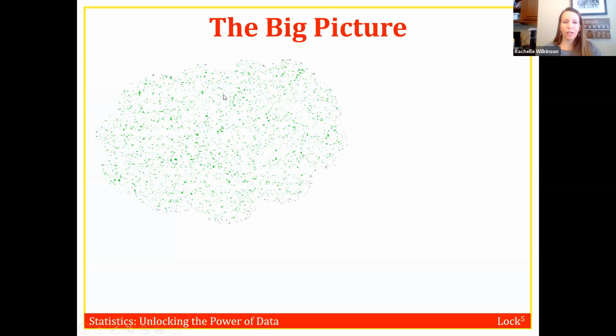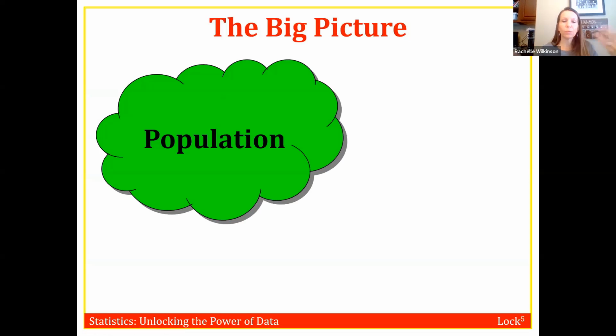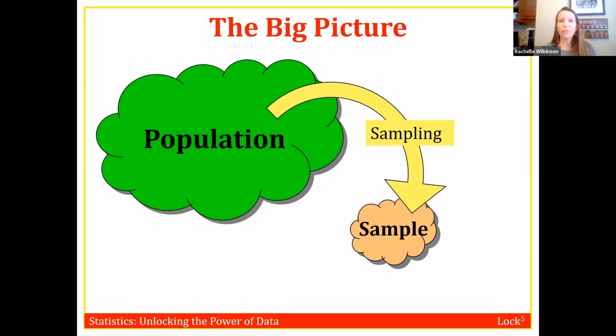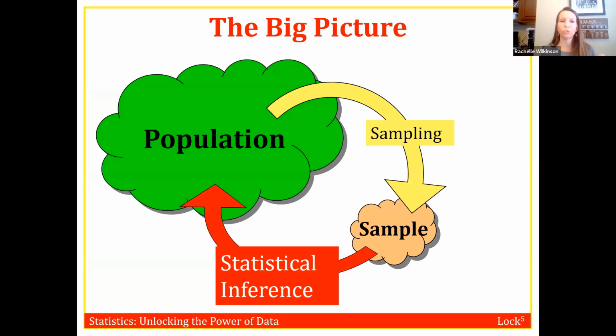So this is the big picture. This is just what we talked about. We have this population. The population's big. We want to draw conclusions about the population. And in order to do that, we are going to take a sample, just a subset of the population. The way that we take our sample from the population is called our sample design. We are sampling when we do that. And then when we use that sample to draw conclusions about the population, we call that statistical inference.